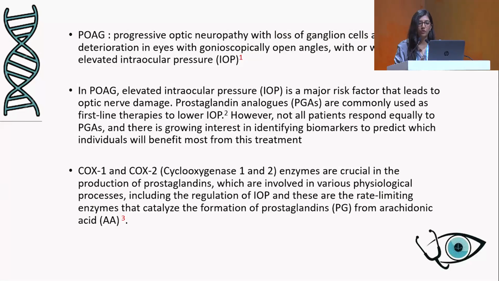Prostaglandin analogs are commonly used as a first-line therapy to lower the IOP. However, not all patients respond equally to PGAs, and there is a growing interest in identifying biomarkers to predict which individual will benefit most from this treatment. COX-1 and COX-2 gene enzymes are crucial in production of prostaglandin, which are involved in various physiological processes, including the regulation of IOP, and these are the rate-limiting enzymes that catalyze the formation of prostaglandin from arachidonic acid.